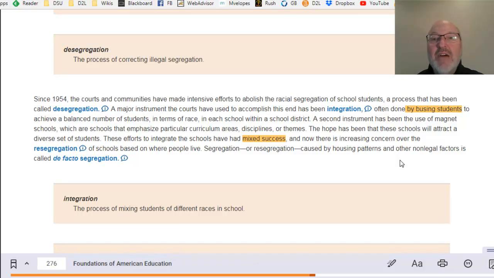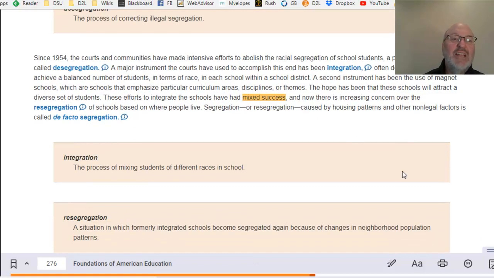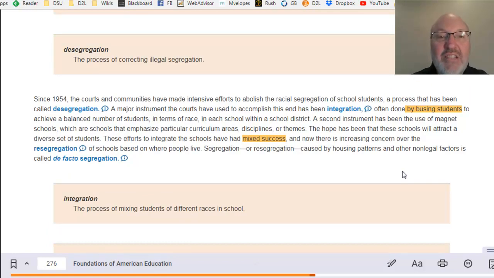Segregation or resegregation caused by housing patterns and non-legal factors is called de facto segregation. What does that look like? Here's what de facto segregation looks like. Our inner city schools tend to be where the lowest income housing is, and so it attracts large groups of families that are low income. So suddenly a school ends up being a low-income school, where by far the majority of the students are low-income, which tends to include a lot of minority race folks. Still a lot of white people, as we said before. There are still more white people that are low-income than all the others combined.